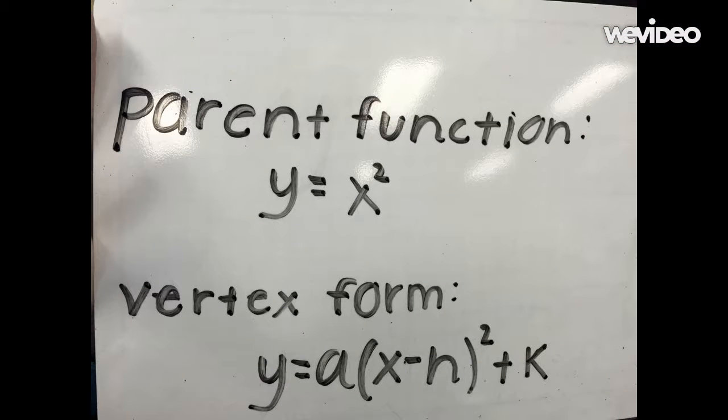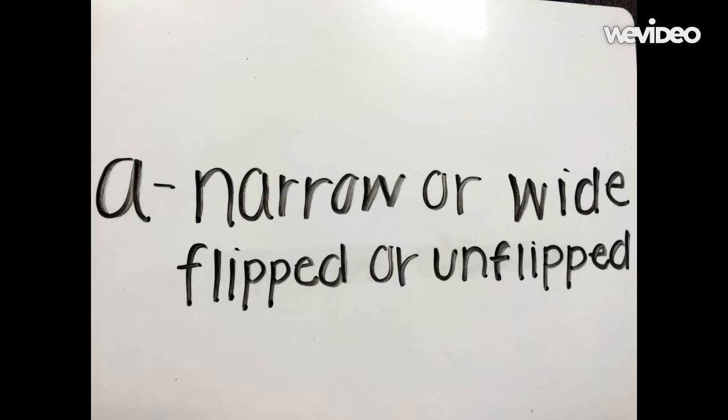Transforming quadratic functions is when you take the parent function y equals x squared and transform it using the graphing or vertex form y equals a(x minus h) squared plus k. In the vertex form, there are a few new variables to learn.